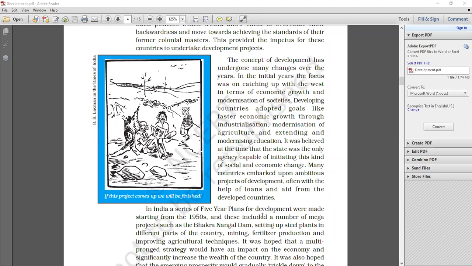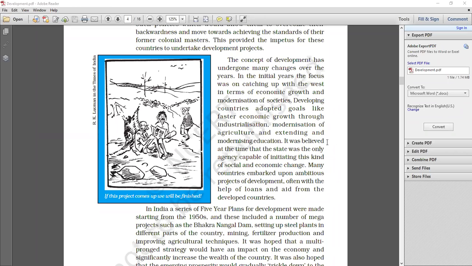Now, the concept of development has undergone many changes. For some, it is growth, for some it is the improvement in the lifestyle of the poor, and for some it is the growth of the economy. For some, it is the modernization of society. So over the many years, the concept of development has changed.